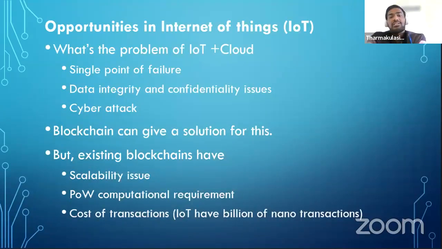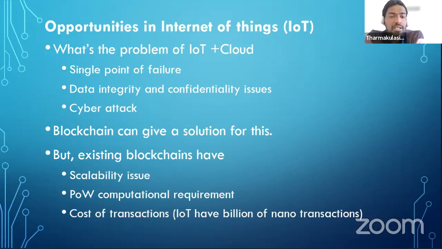And another application is the Internet of Things. Normally, Internet of Things systems have a lot of data and are connected to the cloud, but that has a problem: a single point of failure, because everything is in one database. If you access that one point, you can change it or crack it. The other issue is data integrity and confidentiality. A third party can access and change the data, or they can intercept the sensor values and mount a replay attack.